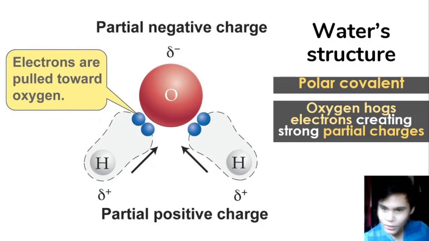So first property is water's structure. It is a molecule that has polar covalent bonds, and it's highly polar. So what happens is that oxygen is highly electronegative, meaning it likes to hog all the electrons, creating strong partial charges. So oxygen is partially negative, and the hydrogen atoms are partially positive. This makes it so that the unique properties of water come directly from its structure.